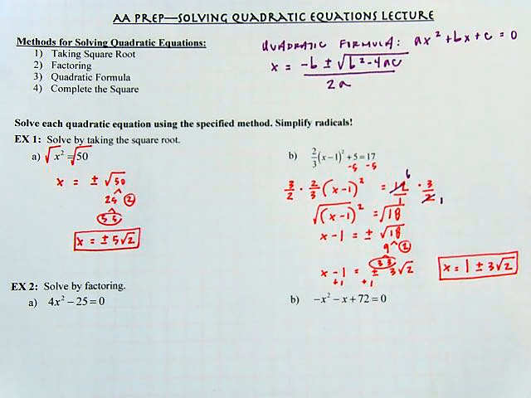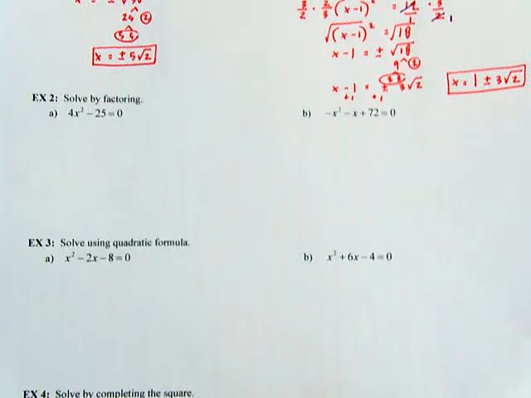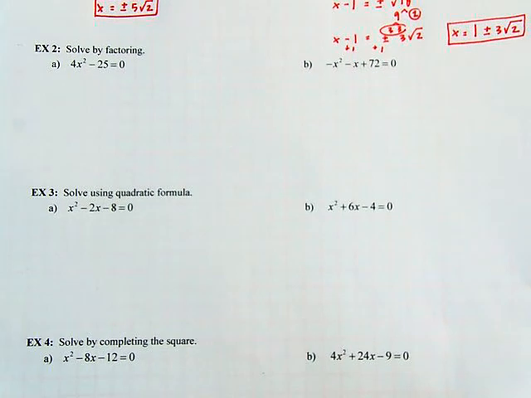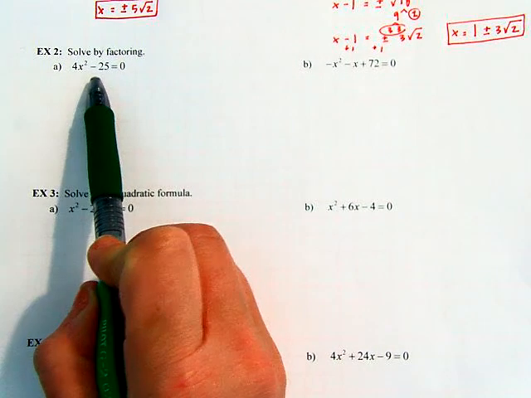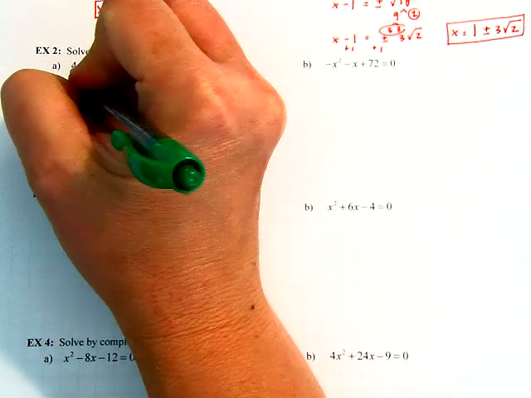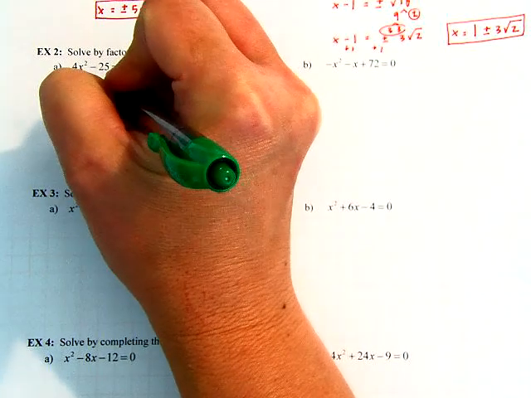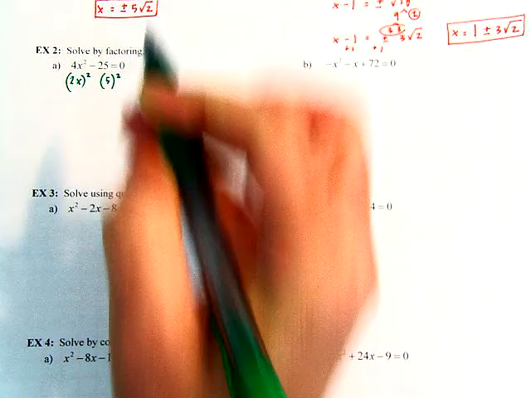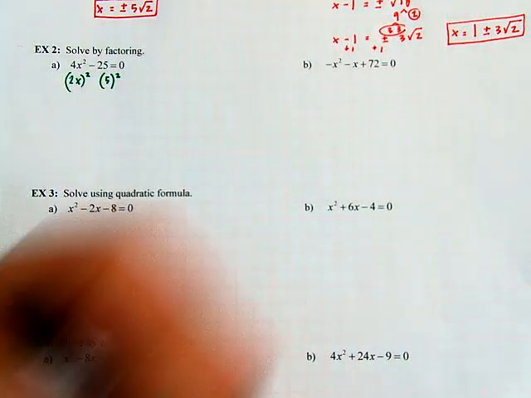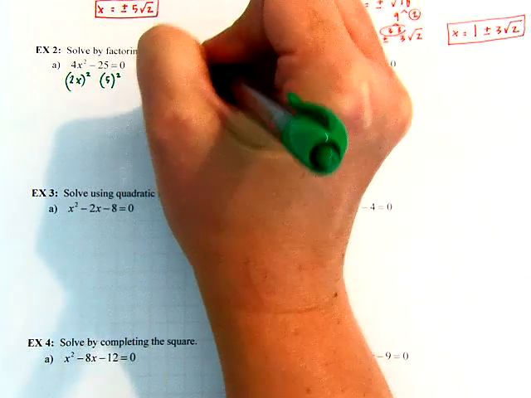All right, next I'm saying let's solve by factoring. So if I look at the first one here, I can recognize that that's a difference of 2 squares pattern. I can see that this is 2x as a quantity squared, and this is 5 squared. And I see the subtraction sign right there. So this is a difference of 2 squares pattern.